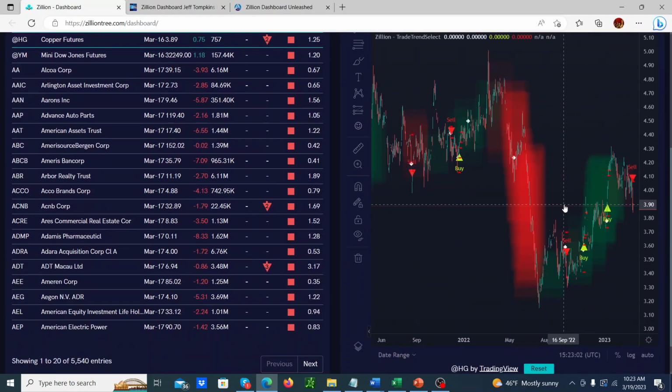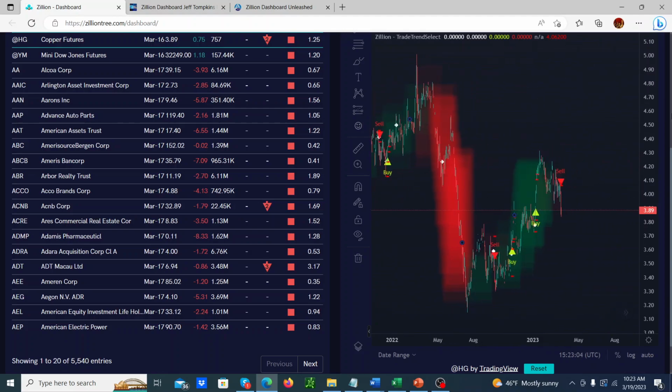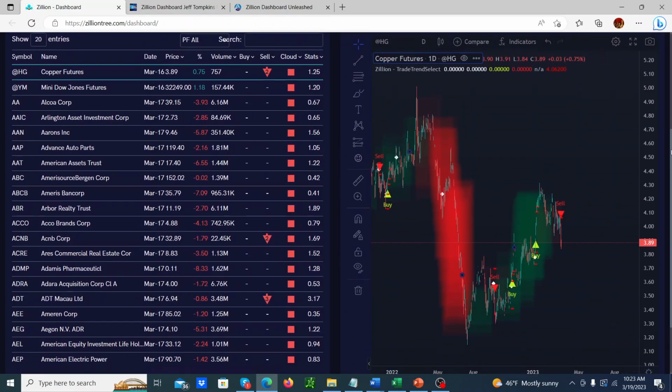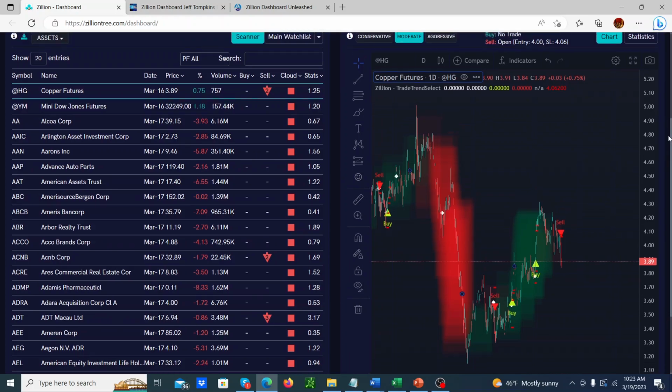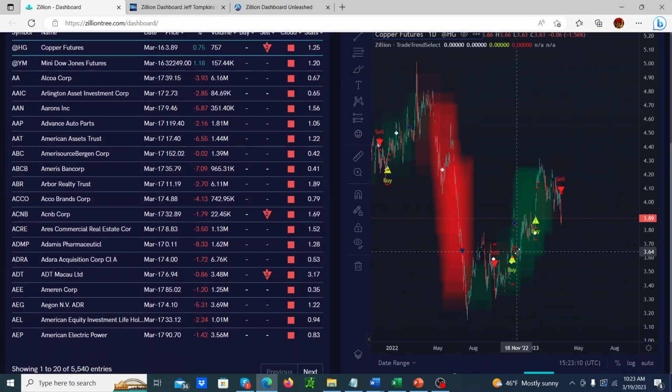So for example, you want to be going long in a green cloud, a bullish divergence. You can see these long signals triggering have worked pretty well while we've been in the green cloud, this green cloud right here. And so what exactly are those?